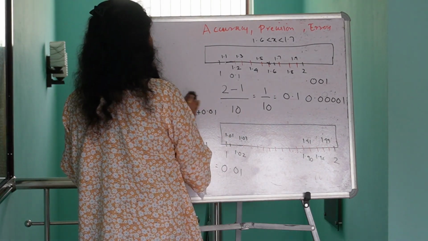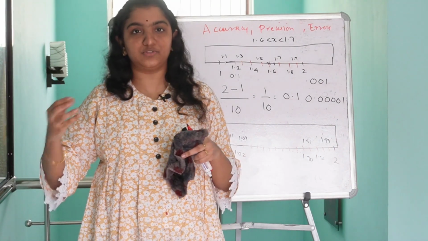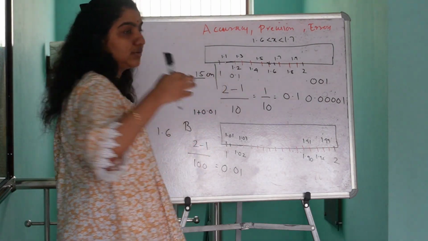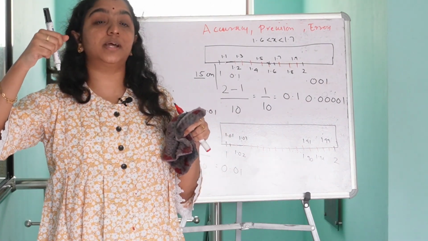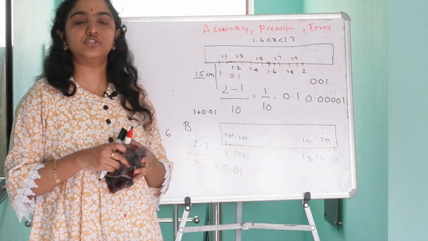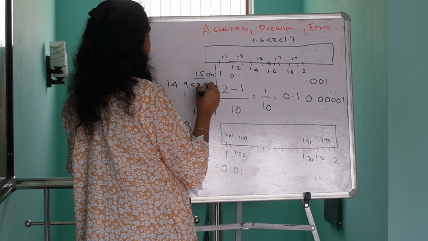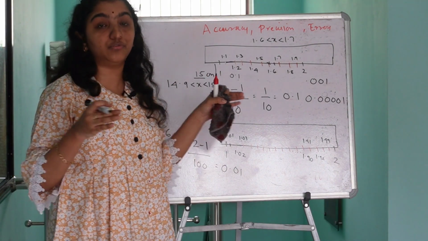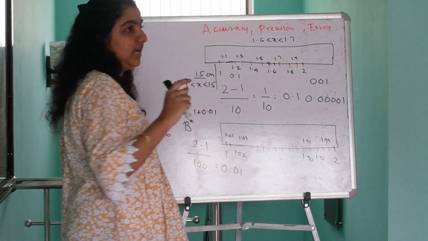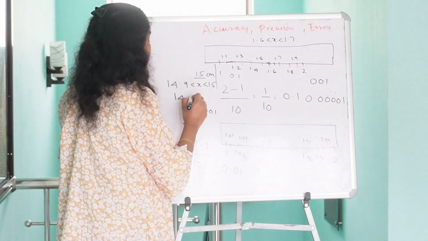So as the precision of a measuring instrument increases, we will get more accurate values. Say for example, I know the actual length of this marker is 15 centimeter. I am using instrument A to measure the length, and I got the value somewhere in between 14.9 less than x less than 15. So I can say the value is in the range 14.9 and 15. Suppose I'm measuring the length of this marker using the second instrument B, then I will get the value as 14.96.